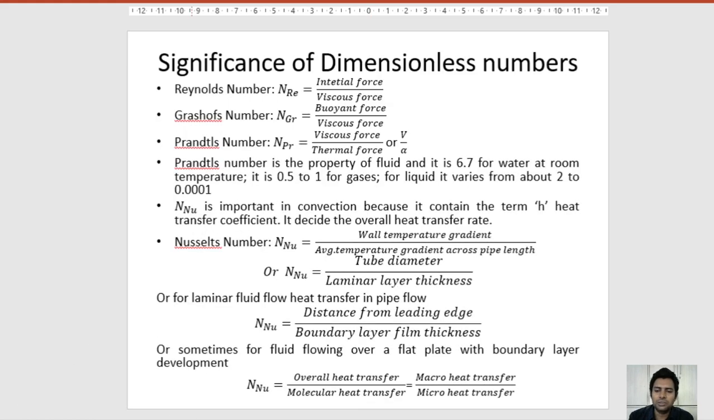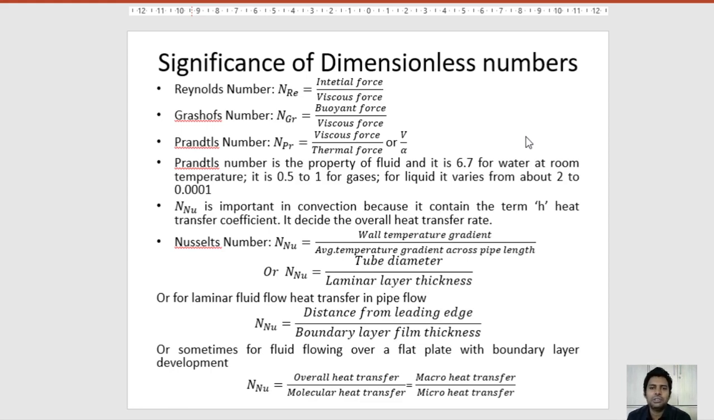Now, see some of the significant dimensionless numbers. The first ones are the Reynolds number, Grashof number, and the Prandtl number. These three numbers are very crucial while designing convective heat transfer, as the Reynolds number is a ratio of inertial force to the viscous force. That means we can say that velocity is ultimately important while designing convective heat transfer. As velocity increases, the heat transfer coefficient also increases.